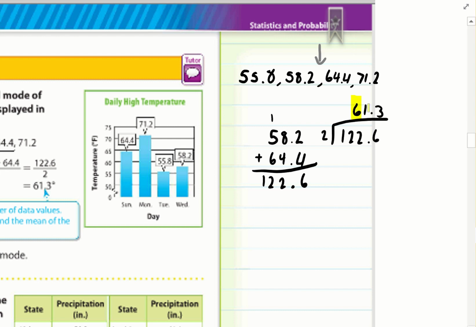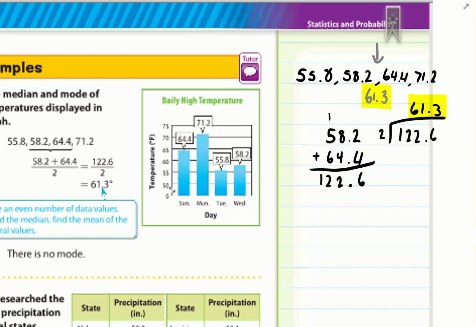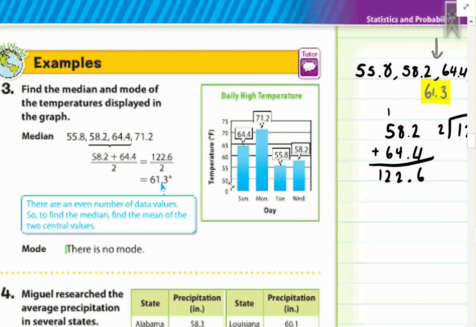So my median, the number that is not in my list but is in the middle of both of these numbers, is going to be 61 and 3 tenths. So that's going to be my median. Now if you notice, all the numbers only appear once. So if all the numbers only appear once, that means there is no mode.